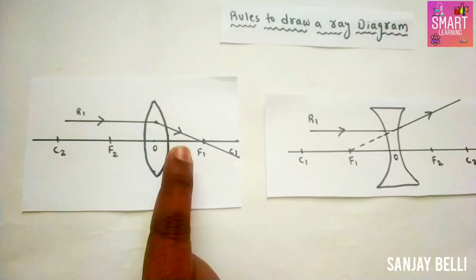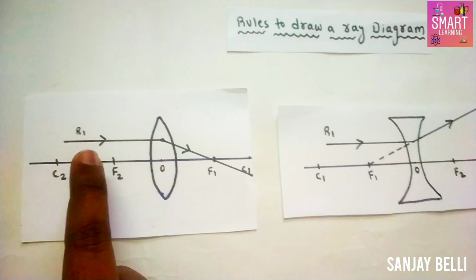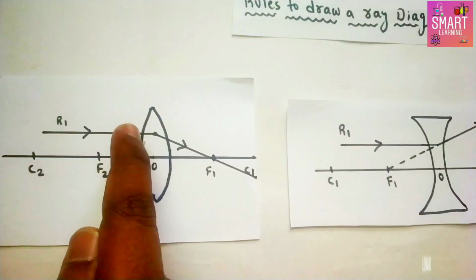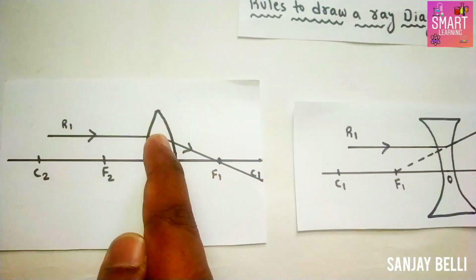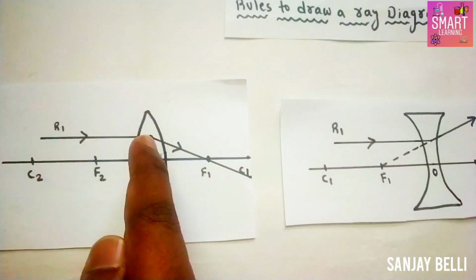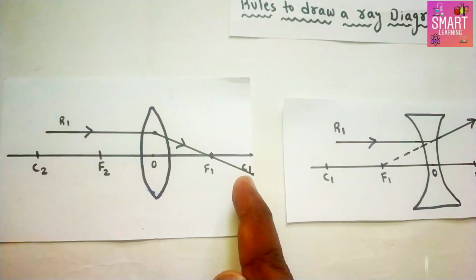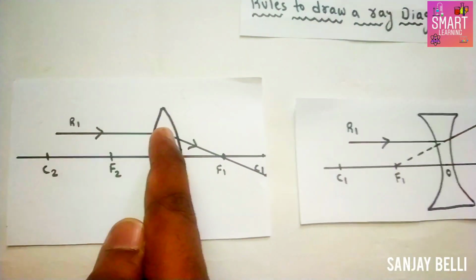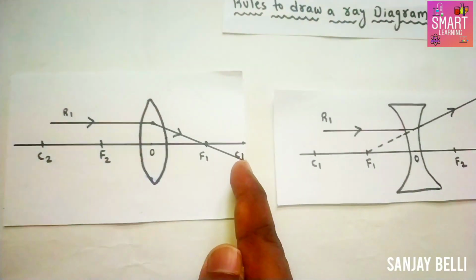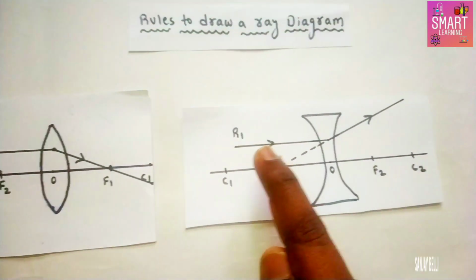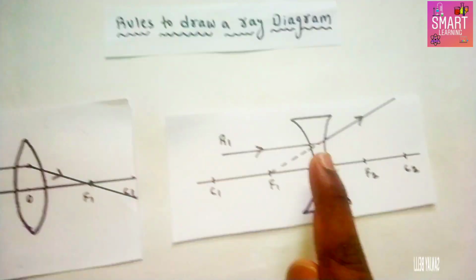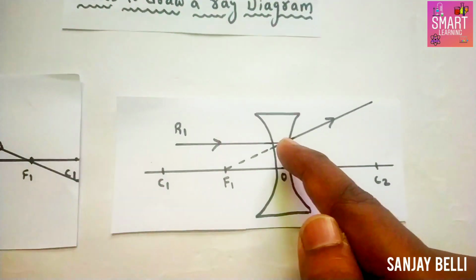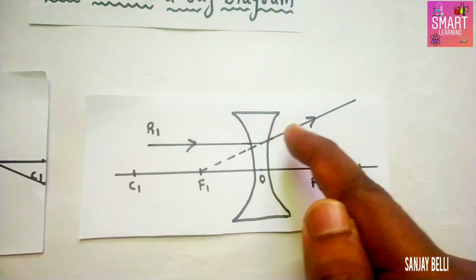Now here you can observe your first rule. The first rule says that if a light ray comes parallel to the principal axis and falls on the convex lens, then the refracted ray will pass through the focal point. Similar to the mirror, parallel to principal axis passes through focal point or focus. For the concave lens, the light ray coming parallel to the principal axis and falling on the lens, the refracted ray will appear to be coming from the focal point.